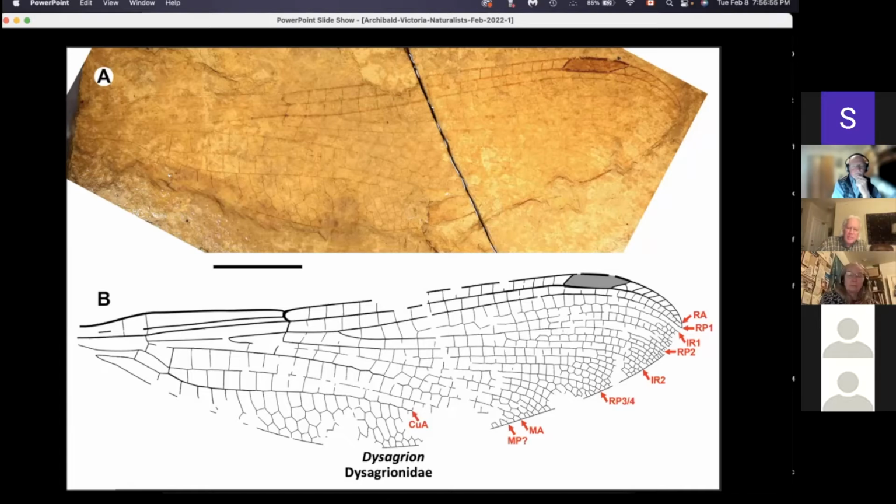So the mean annual temperatures of these sites was much like Vancouver or Victoria today. But you get down to the coast and the mean annual temperatures were probably more like Caracas. It was high atmospheric carbon at that time. So these Disagrion here from the Green River were from a lowland that had that hot temperature as well.